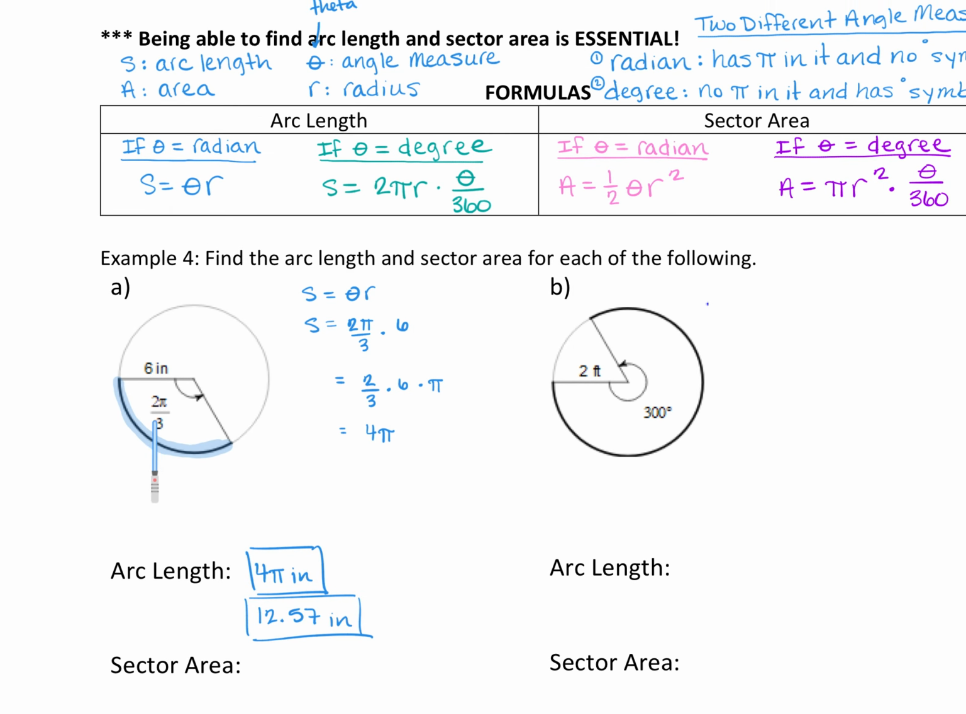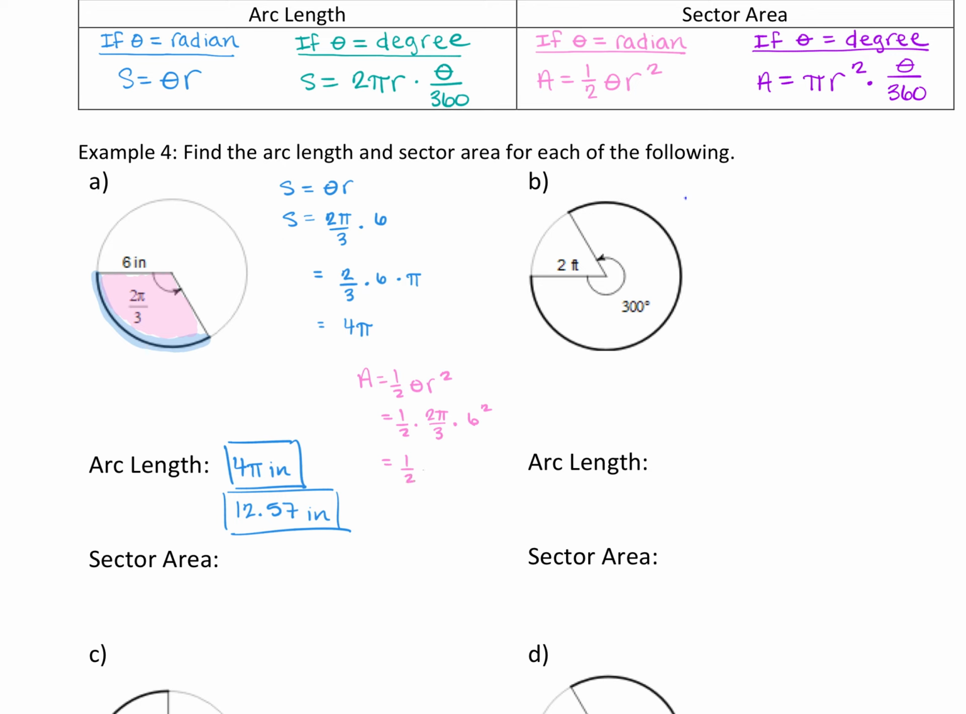So again, because we're given the 2 pi thirds, we know we have a radian, so we're going to use this pink formula for area. And the sector area is this pink area right here. That's what we are finding, the inside piece. And area is equal to 1/2 theta r squared. And theta in this case is 2 pi thirds. Our radius is 6, and that is being squared. So let's find exact.